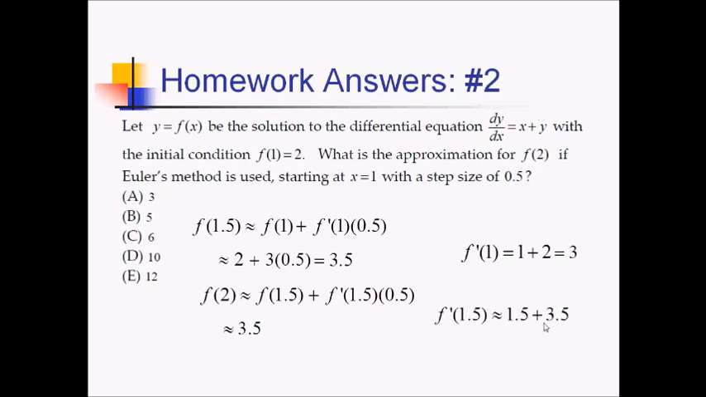And that comes out cleanly to 5. So this is going to be 3.5 plus 5 times 0.5. So this is 3.5 plus 2.5, which comes out to 6.